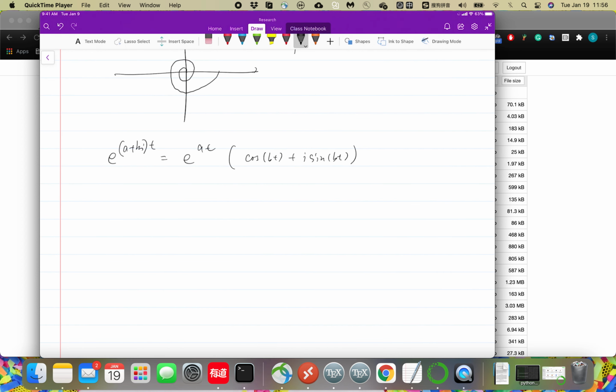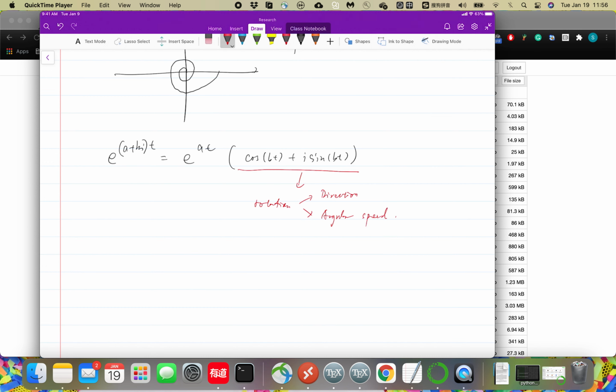Moreover, we can view this as two parts. The first part will be this. This tells you the direction of the rotation, and also the angular speed, because 2t, 3t, 4t, they all give you the same trajectory. But the bigger the b, the higher the frequency, the faster the whole thing rotates.